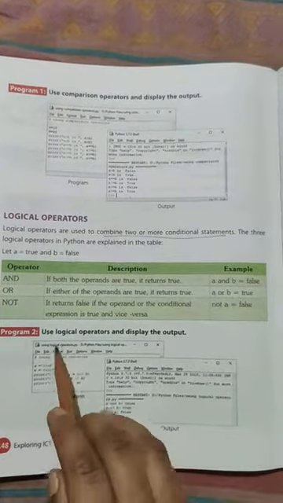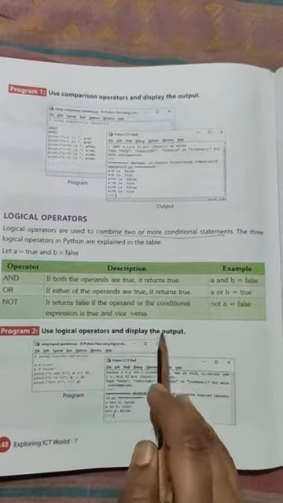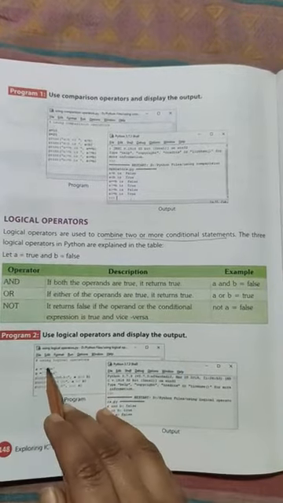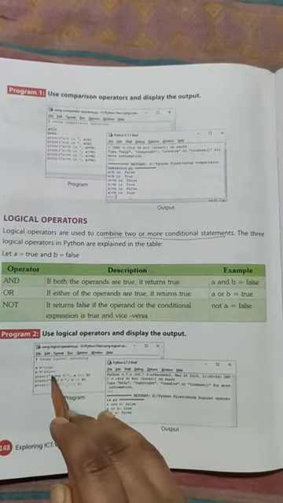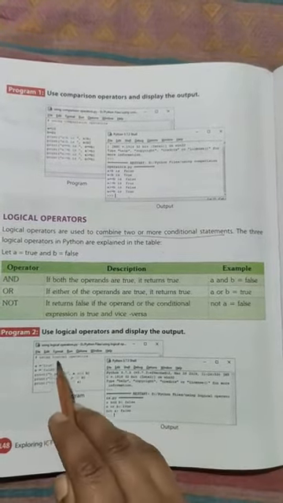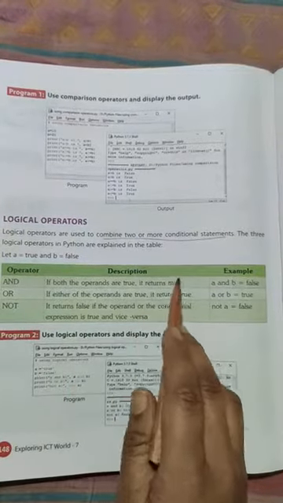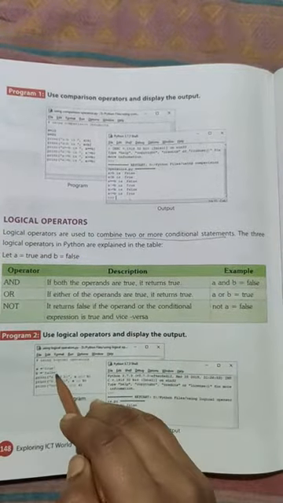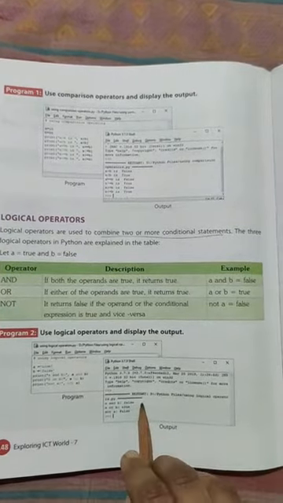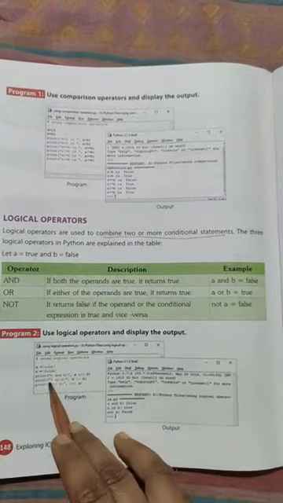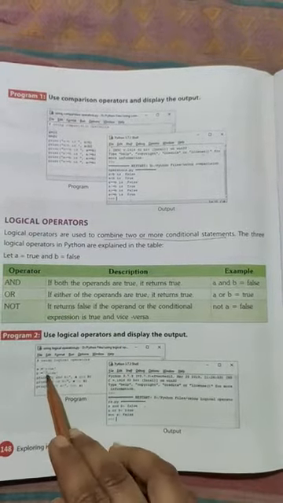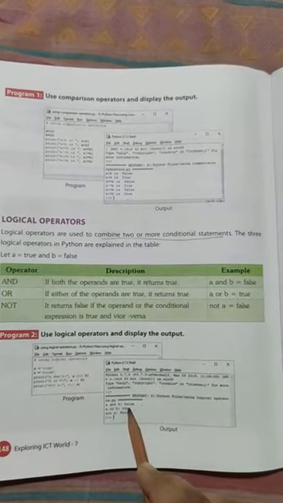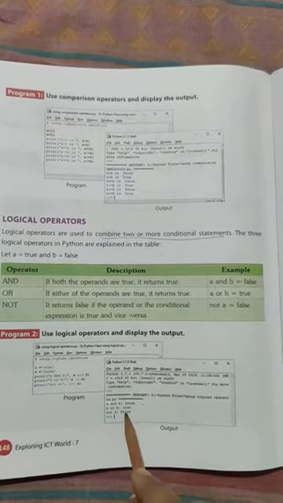Okay students, got it? Now program number 2. Use logical operators and display the output. Here we take a equal to true and b equal to false. So a and b: this will be true and false, so it comes false. If both the operands are true, then it returns true. Here b is false, so that's why the output is false. Then a or b. Here either of the operands is true, so it returns true. Here a is true, so the output is true. Then not a, so it comes false. Got it? This is for your practice.